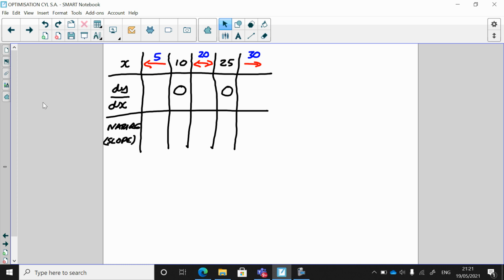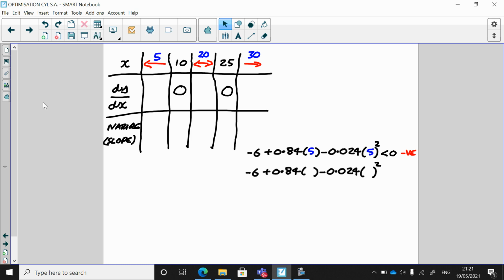Right, let's take 5, 20 and 30 and put them into the derivative. We only care about the sign of the answer. With 5, it was less than 0, which means it's negative. Next one, with 20, the answer was greater than 0, which means it's positive. Next one, 30. Pop in 30, it was less than 0, which means it's negative. So negative, positive, negative goes into the second row next to the zeros. Negative, positive, negative. There you go.